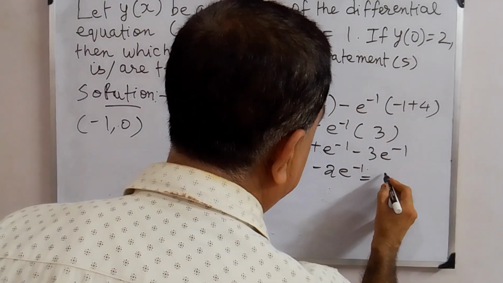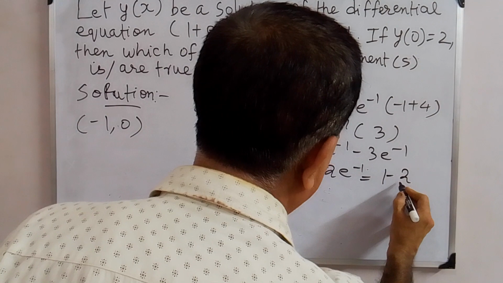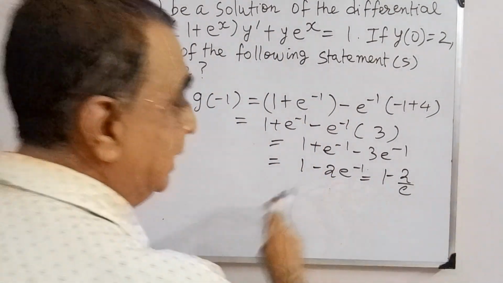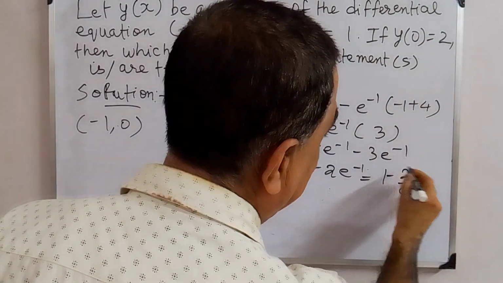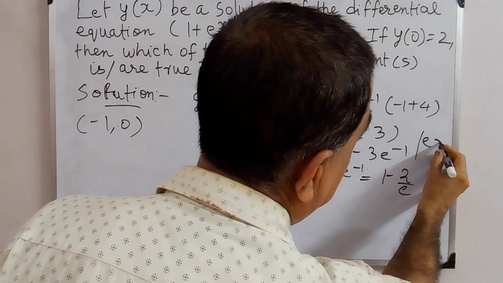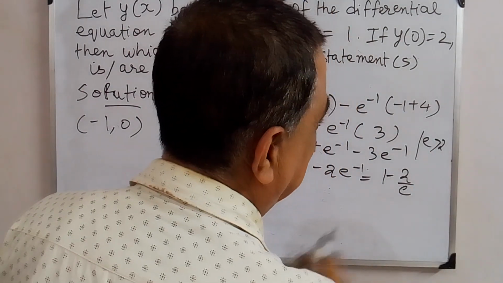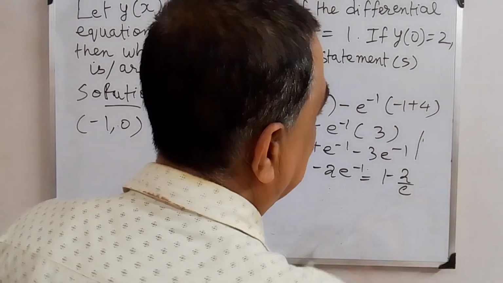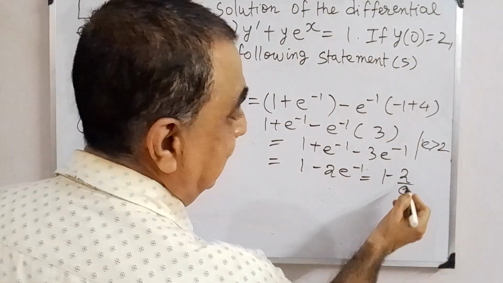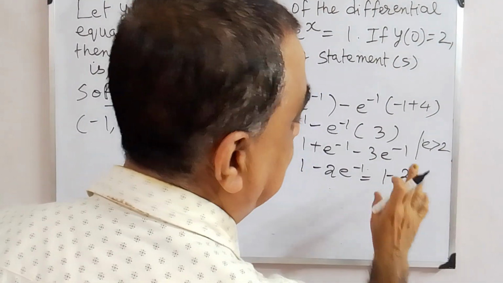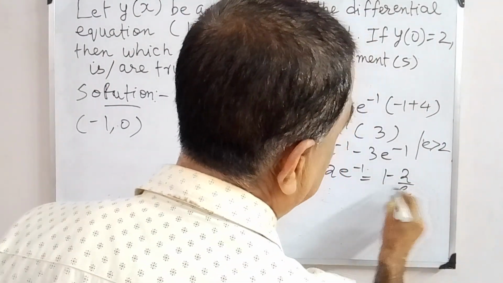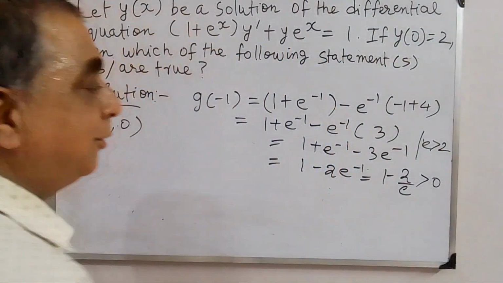So that becomes 1 minus 2 by e. The value of e is greater than 2, something like 2.8. So 2 divided by a number greater than 2 will be less than 1. This is less than 1 and this is 1, so g(-1) will be greater than 0.